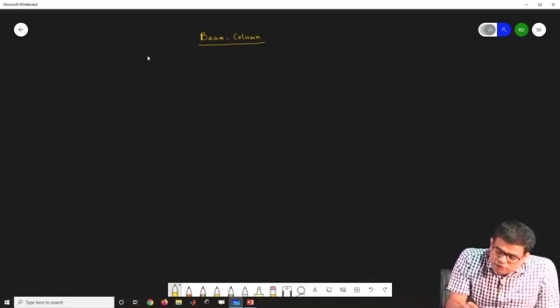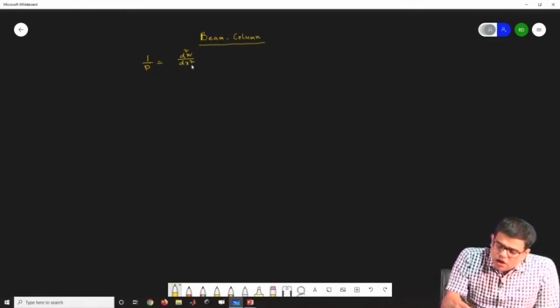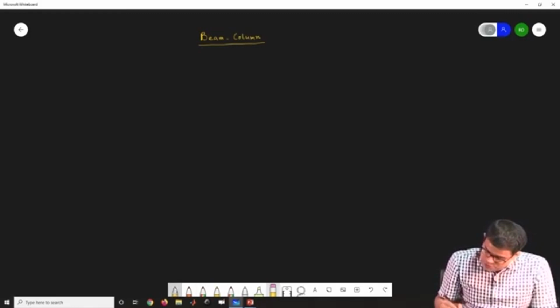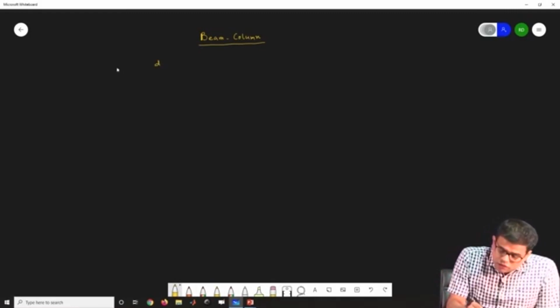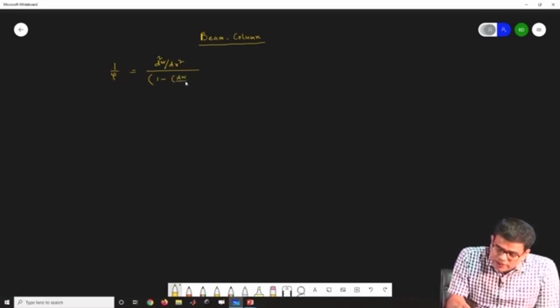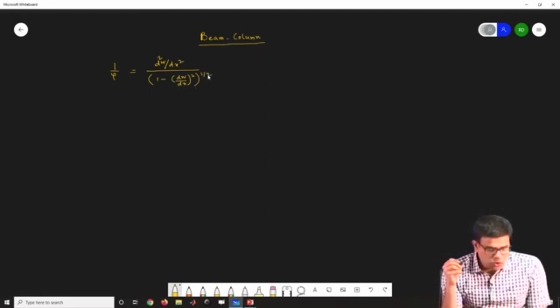So, the curvature formula, the exact curvature we write, 1 by rho, the curvature, is d2w dx2 divided by, 1 by rho equals d2w dx2, where w is the deflection, divided by (1 minus (dw dx) whole square) to the power half. So, this we also know.